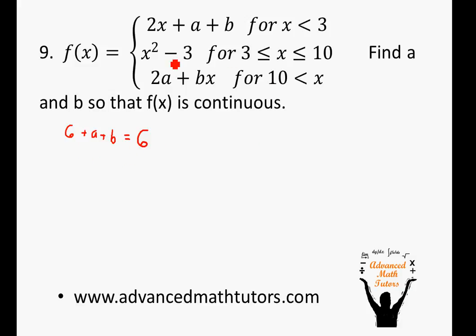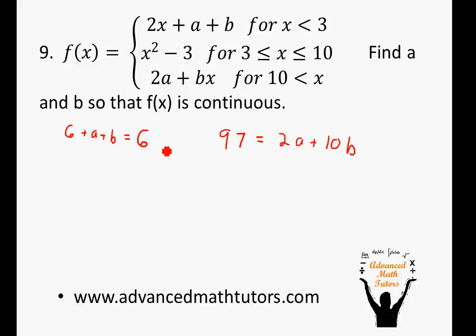But we also need x squared minus 3 to meet 2a plus bx when x is 10. So at 10, this is going to be 100 minus 3, which is 97. We need 97 to equal what this thing's going to equal at 10. When you plug in 10, you get 2a plus 10b. Now we've got a system of equations.